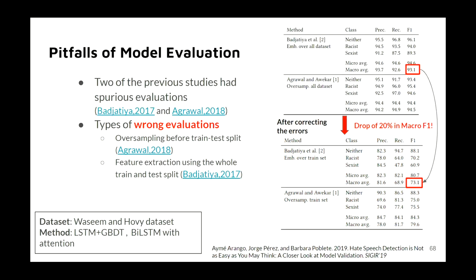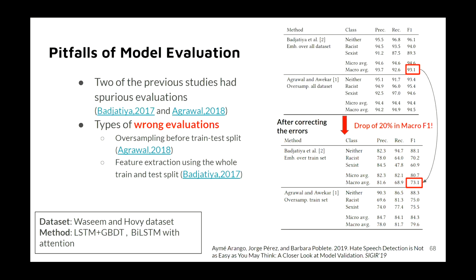The first paper was oversampling the dataset before the train and test split. What happened here is, due to oversampling, there were redundant pairs between train and test. And naturally, the model took advantage of these redundant pairs and gave a higher performance. The second case is a bit tricky. They used a feature extraction method before splitting the train and test.